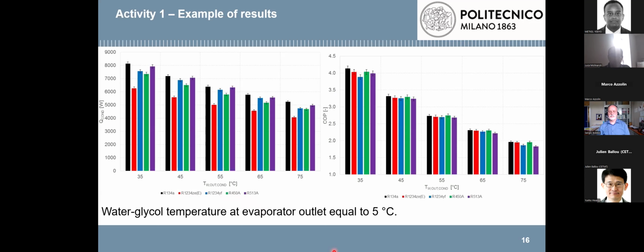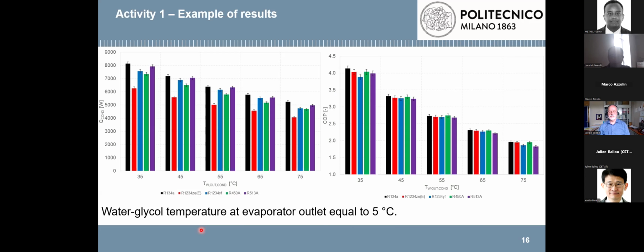As you can see, we can say that more or less the R513A is the alternative refrigerant that provides the closest capacity to the baseline, to the R134A, whatever the temperature of the water at condenser outlet. Whereas on the other side, the 1234ZE is the refrigerant which is most penalized, meaning that the heating capacity of the heat pump reduces by around 20%.